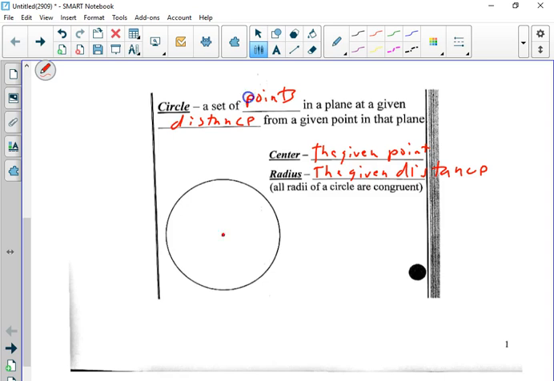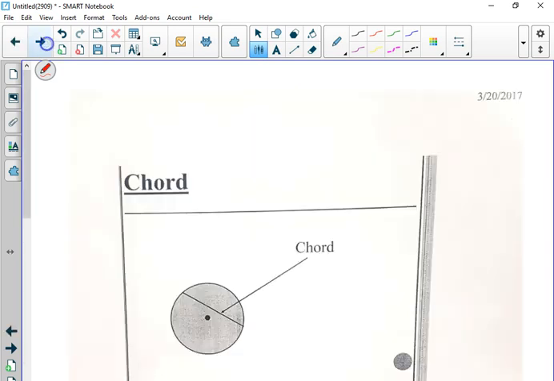So here's the given point, and the radius goes out a certain distance, and that same distance is here and so forth, like spokes on a wheel. Except that one I drew too far.